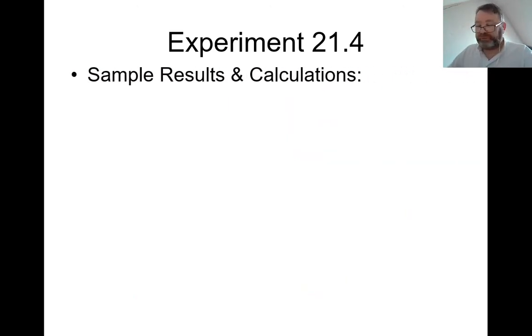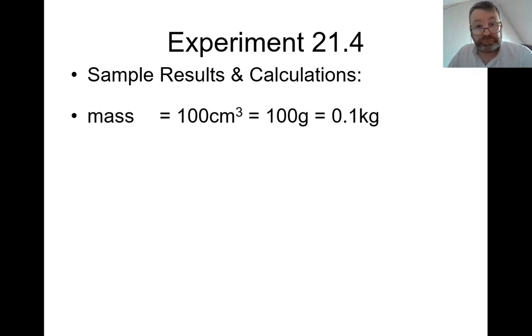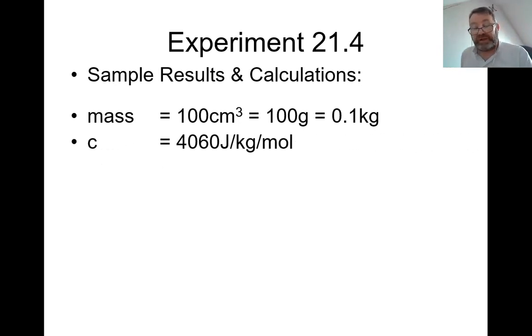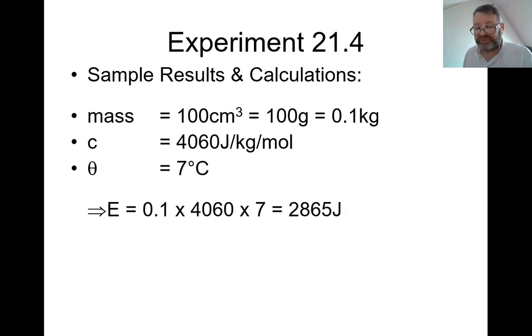Okay, so here's a sample result in a sample calculation. First of all, the mass of the water, as we already said, 50 and 50 gives me 100. 100 centimeters cubed of water is 100 grams, which is 0.1 kilograms. We've got that. The specific heat capacity is given to me in the question as 4060. And let's say, for example, now we got a rise of 7 degrees. So it started at 20, and by the time you were finished, it had gone to 27 degrees. The rise in temperature is 7. Bring in my formula, E equals mc theta. Multiply the kilograms by the specific heat capacity by the change in temperature to get this, 2865 joules.